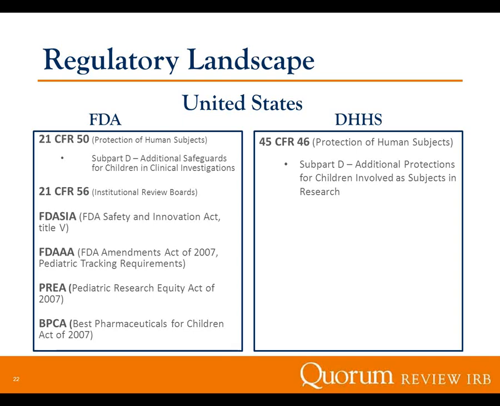In terms of the Department of Health and Human Services, or DHHS, we have the regulation 45 CFR 46. Again, this is the regulation I'm going to be referencing a lot throughout this presentation, and specifically Subpart D, additional protections for children involved as subjects in research. One thing to note, the FDA and DHHS regulations, the two top ones there, the top of the screen, are extremely similar. In fact, a lot of the time when we're going through the slides today, the language that both regulations use is identical.